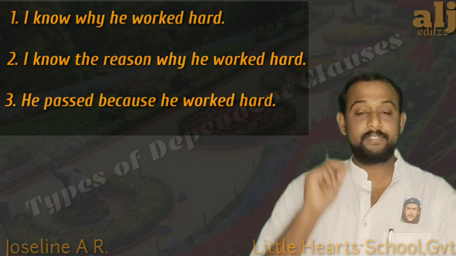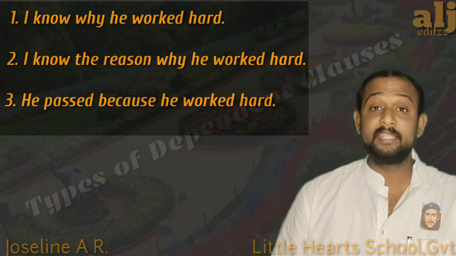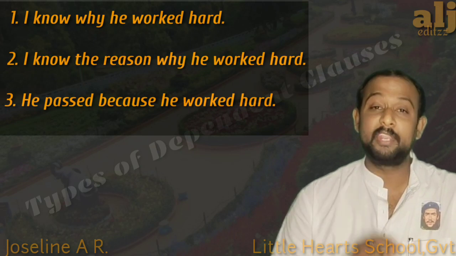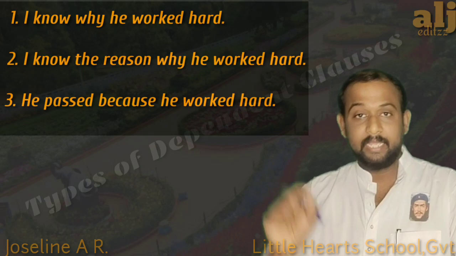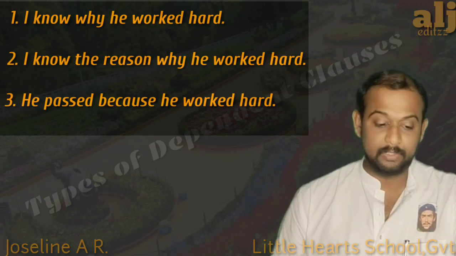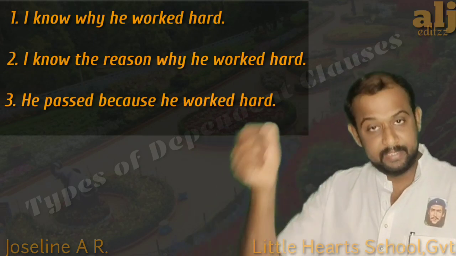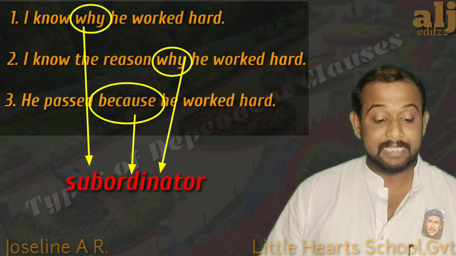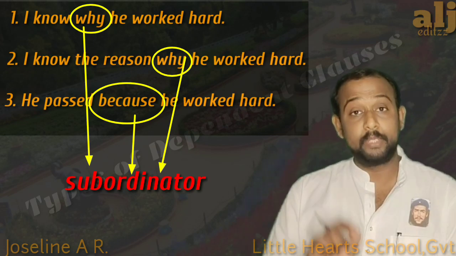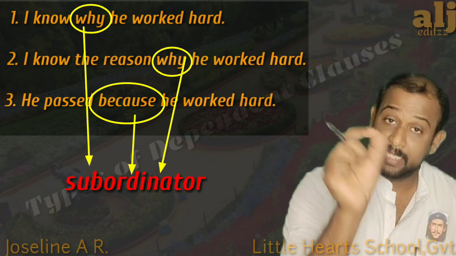Because you see the first sentence, we have why, subordinating conjunction or subordinators. So why he worked hard is in fact a subordinate clause or dependent clause. Second one, I know the reason why he worked hard. See, why he worked hard, again this is a dependent clause. Third one, he passed because he worked hard. Because he worked hard is also a subordinating clause because because is a subordinator.